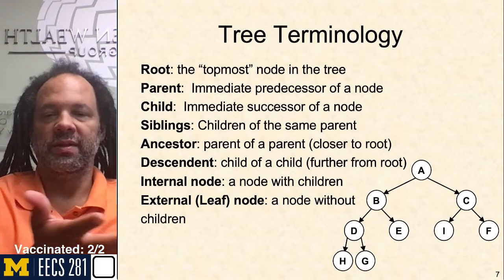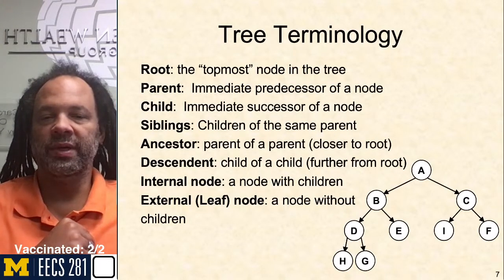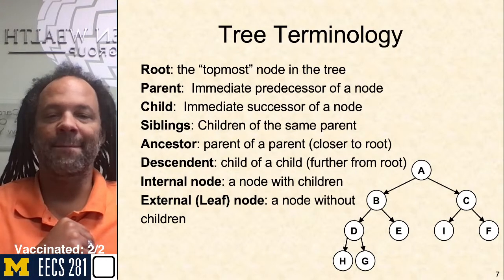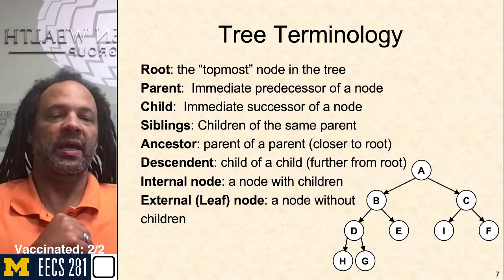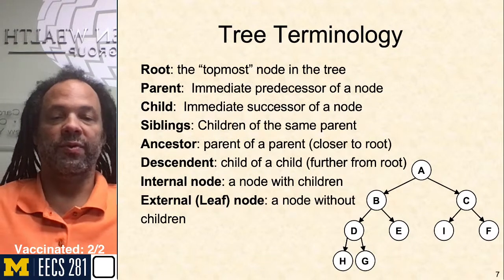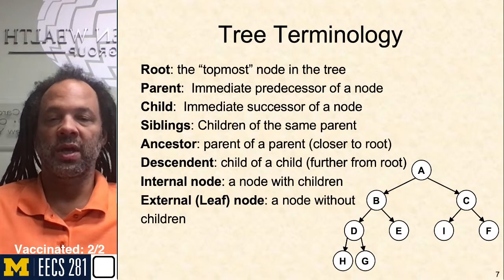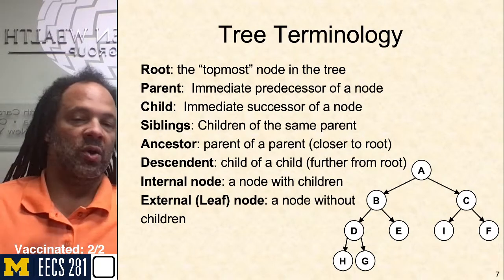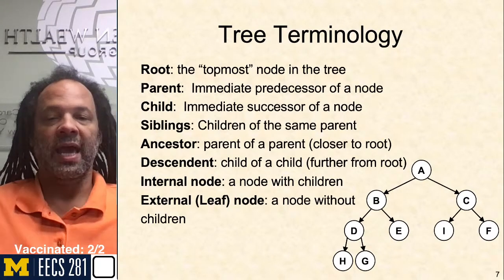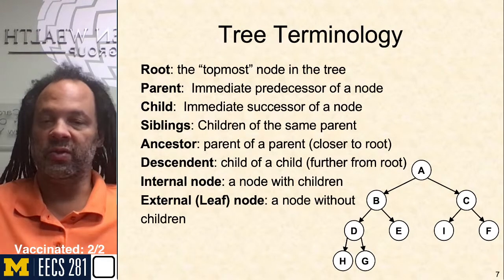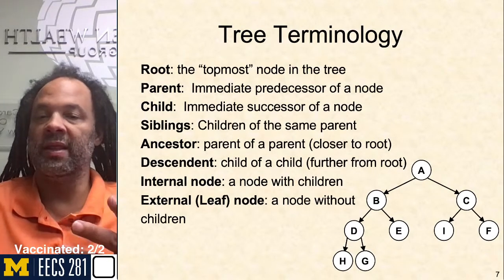Siblings are, of course, same as they are in real life family trees, the children of the same parent. We see a pair of siblings there in I and F, both children of the C node. An internal node is, of course, a node that has children. So on this tree, there are a few of those. And then the opposite of that is a leaf node. There's only two types of nodes if we're thinking about it in that respect.